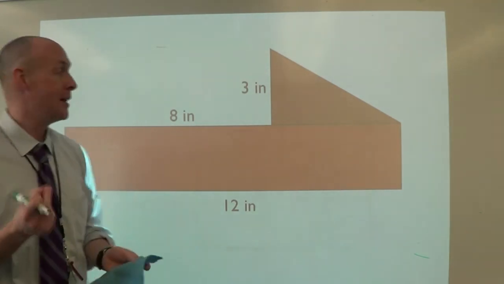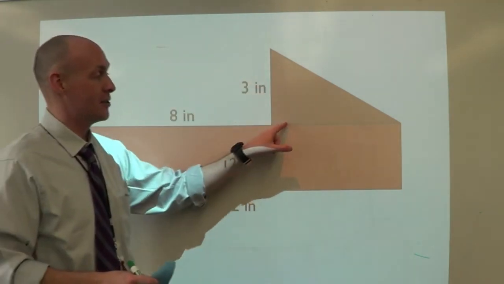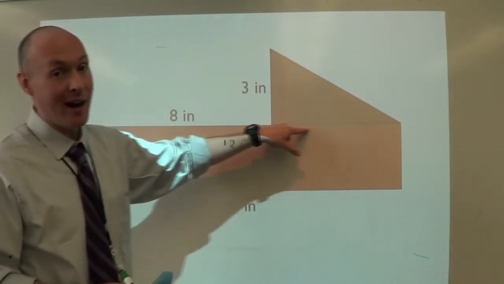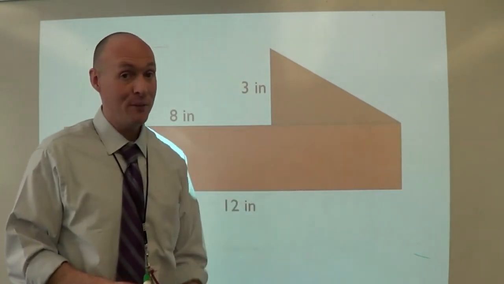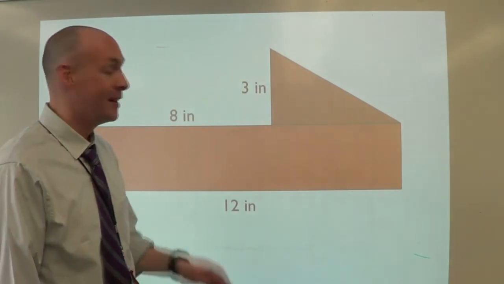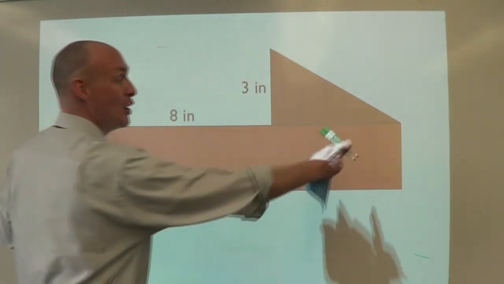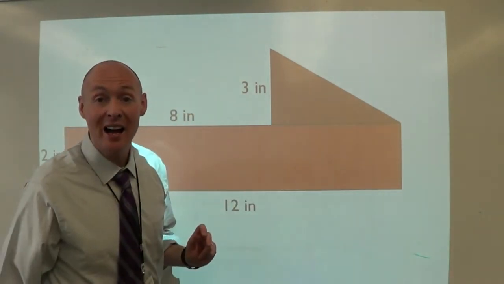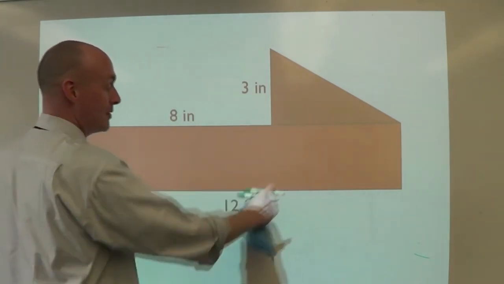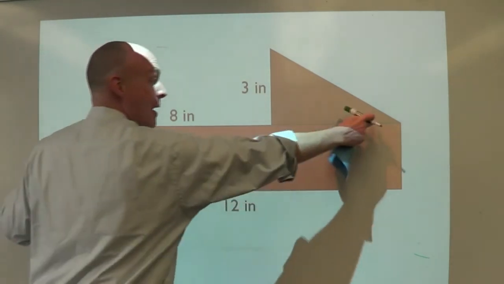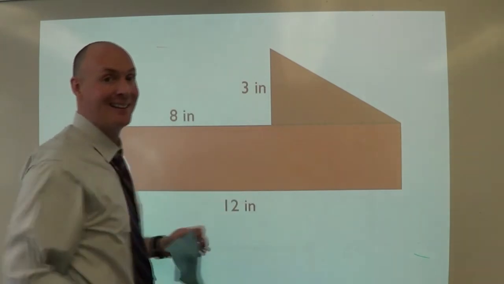Now you are going to have to be a detective. For example, look at this. We don't know what the base of the triangle is. You're going to have to figure out what the base is. Here's another hint. Look at the opposite sides. The opposite side is 12. What's missing?